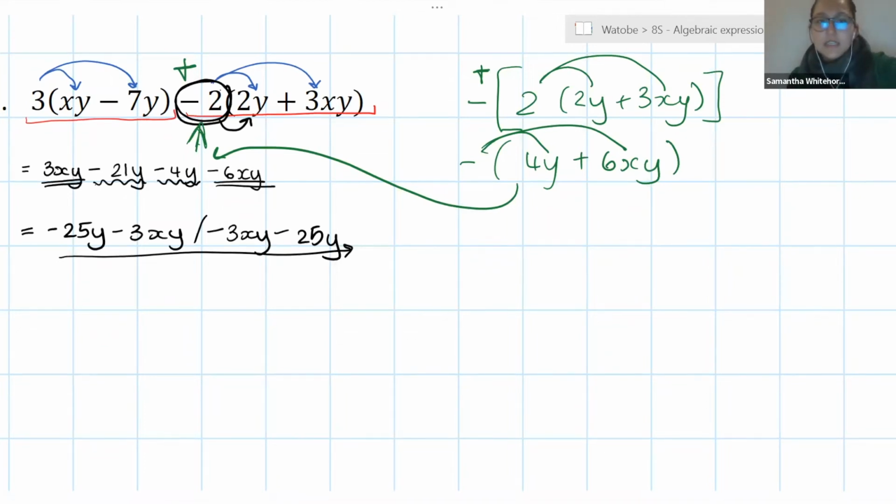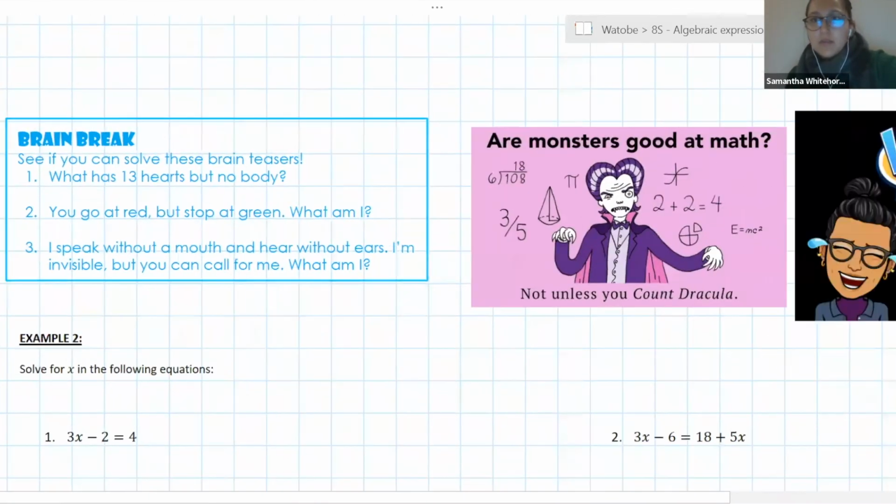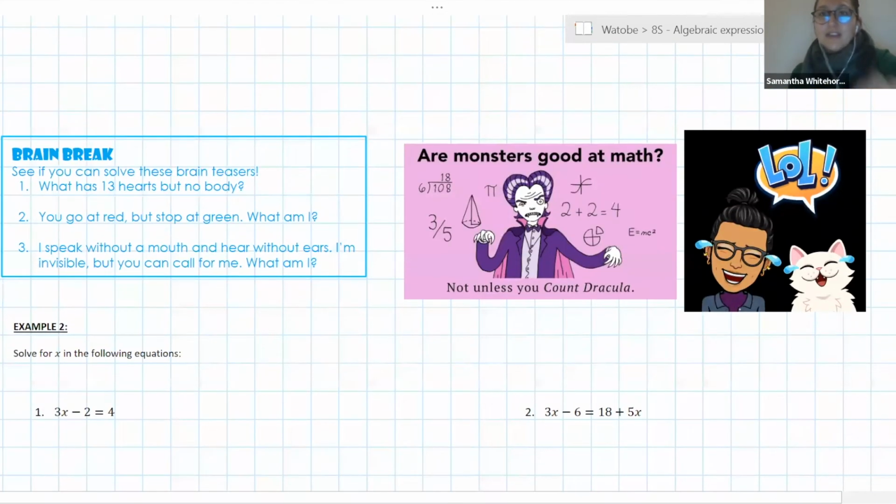Right, guys, well done. Okay, so let's take a little brain break. Those of you who are new, don't stress about the brain break. All it is, we're taking a break from maths. My brain breaks change every time depending on my mood. You always get a fun math stroke, and this time we've got some riddles. There's 3 riddles here that I want you to solve. First one, what has 13 hearts but no body? Second one, you go at red but stop at green. What am I? And I would just like to clarify, do not tell me it's a robot, because guys, you stop at red at a robot. The other class is telling me they go at red and I was very worried. And then the third one, I speak without a mouth and hear without ears. I'm invisible, but you can call for me. What am I? Now, if you don't get the brain breaks, that's fine. Get up, stretch, move your body, get the blood flowing to the brain. Just take a little break. And if you want to, you can put your answers in the chat or you can raise a hand and we can hear what you have to say.